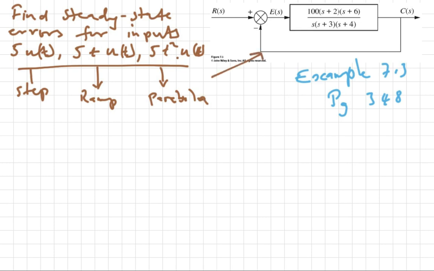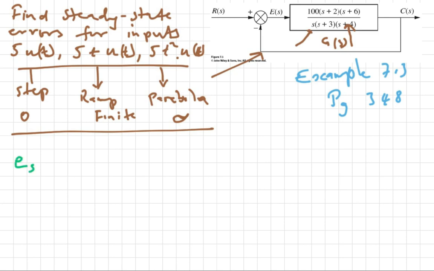So this is the system we have now, and our G of s is this quantity here. Now you can see that we've got at least one pure integrator in the forward part of the loop. This tells me that the ramp error will be finite, the step steady state error will be 0, and the parabola will be infinite. But let's show this. So let's start with the step.